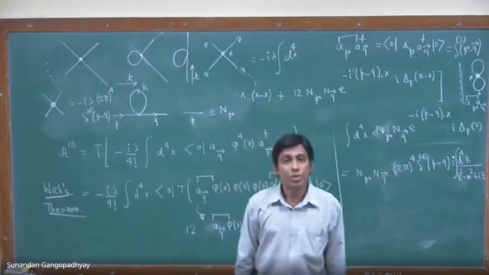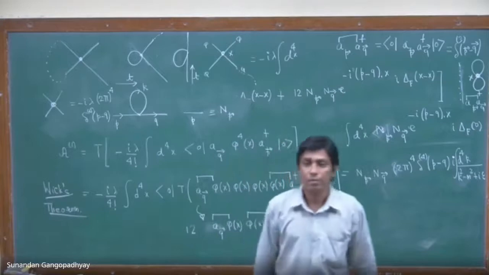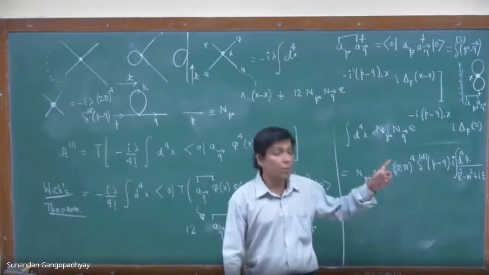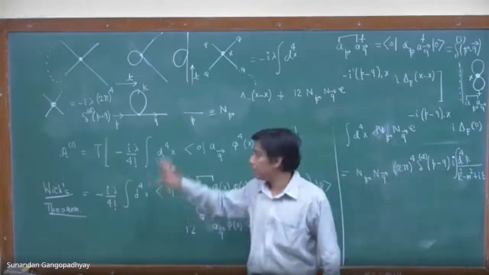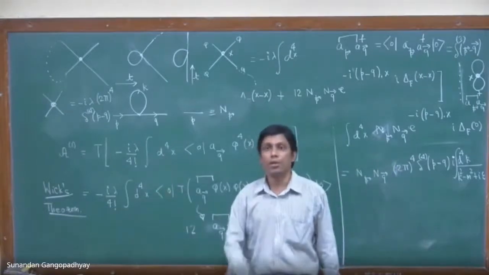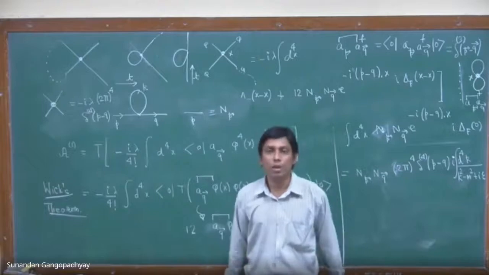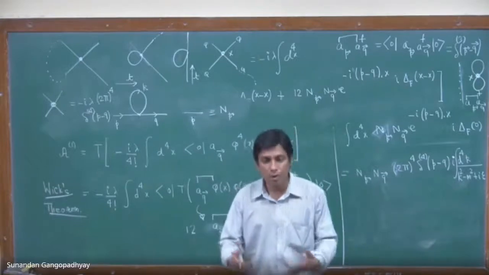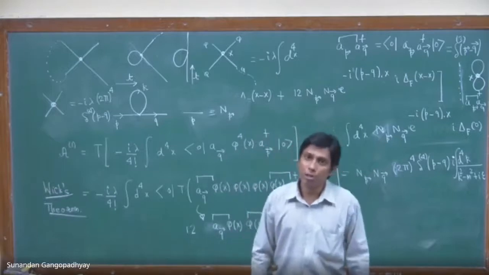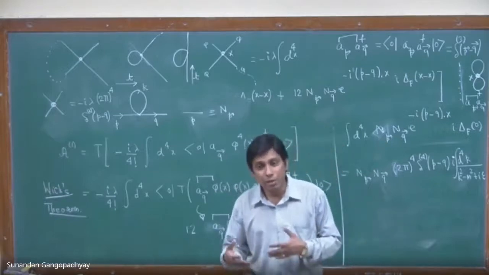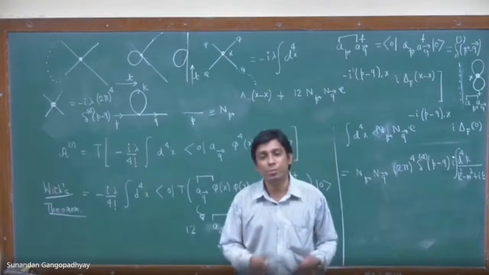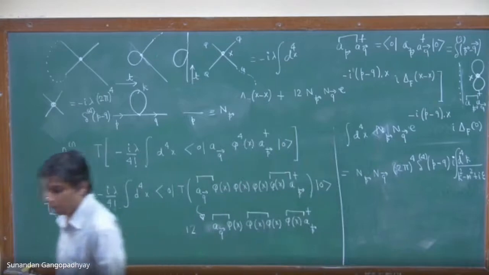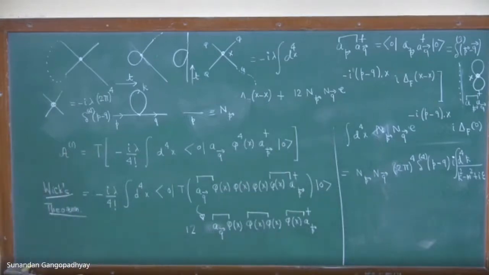And in the next class, we shall elaborate on this aspect in more detail. What we shall do is compute the second order term also. This is the first order term. We shall compute the second order term and see what the possible Feynman diagrams are, what the mathematical expressions corresponding to those diagrams are, and whether we can use the Feynman rules to write down the expressions corresponding to those diagrams. So this we shall do in the next class.